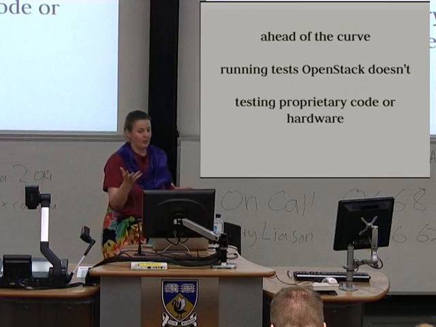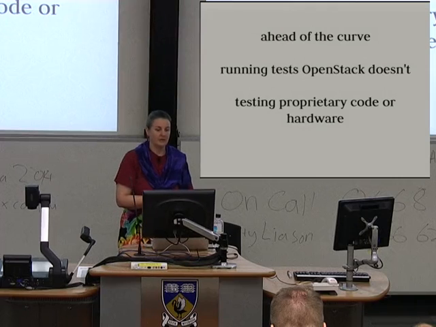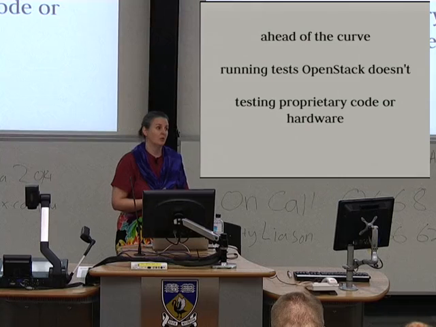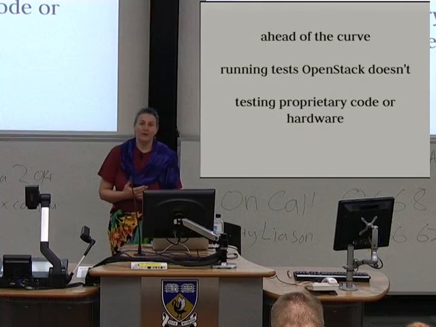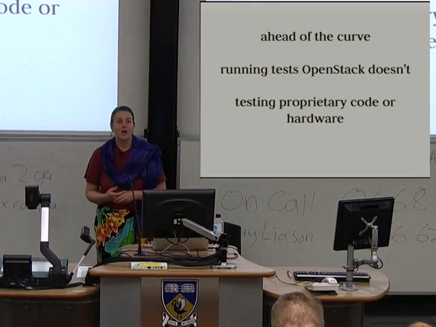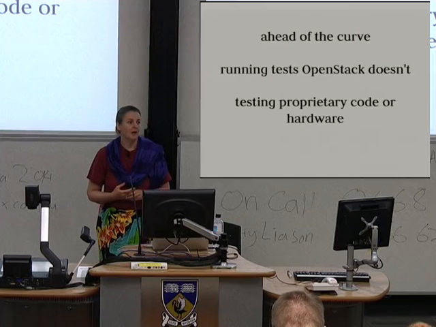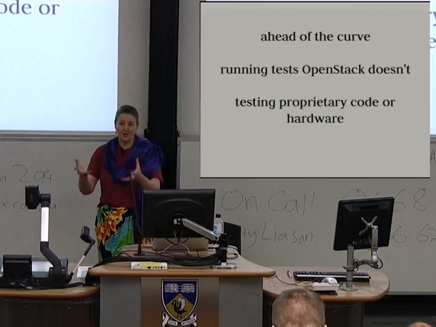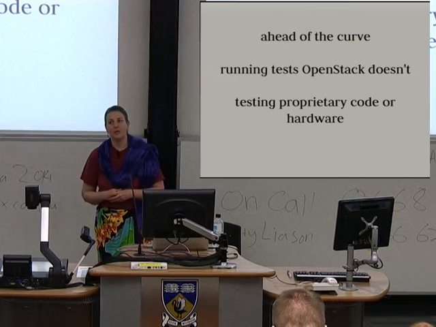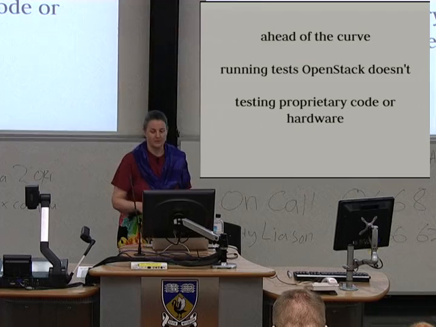If you want to run tests that OpenStack doesn't, and we just went over how to evaluate whether or not OpenStack is running the tests that you want, or if you're testing proprietary code or hardware. We have a number of examples where people have code that they can't make available for legal reasons, or hardware that is not available to us that they want to evaluate. So those are some candidates for third-party testing.